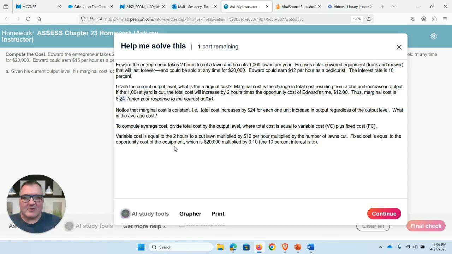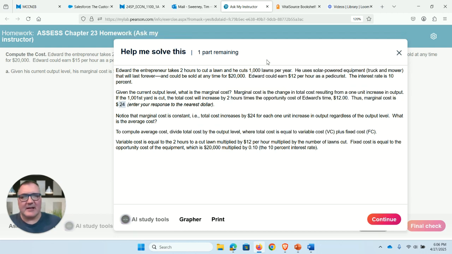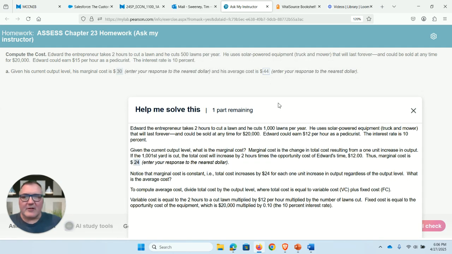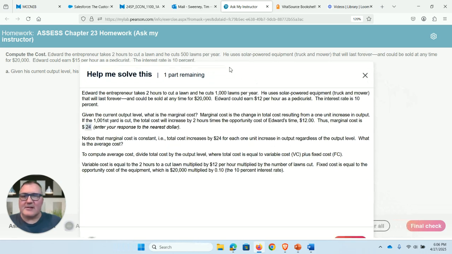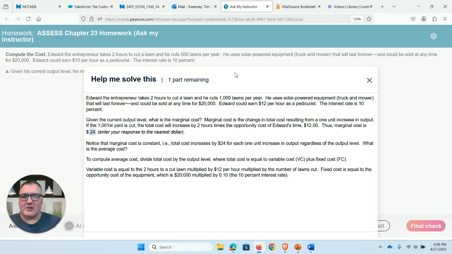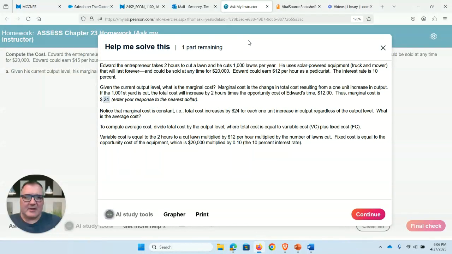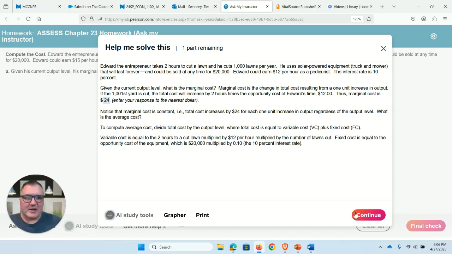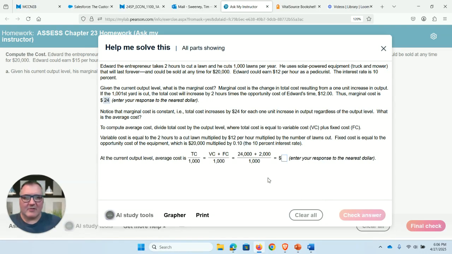The fixed cost is equal to the opportunity cost of the equipment, which is $20,000 multiplied by 10% in this case. Again, I thought those were different, but no, that is actually the same. The interest rate in the original question is 10%, and the equipment is worth $20,000. So 10% times $20,000 is what? I think I said $200 before. No, it's $2,000.